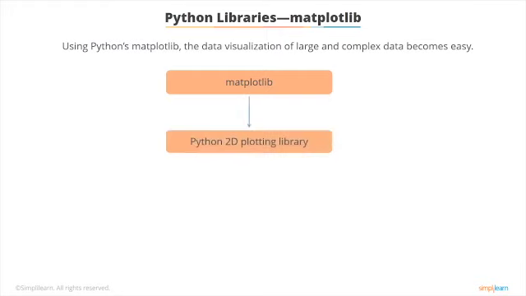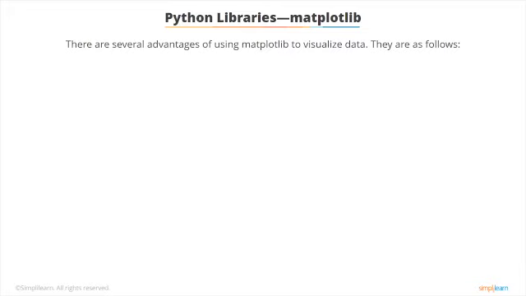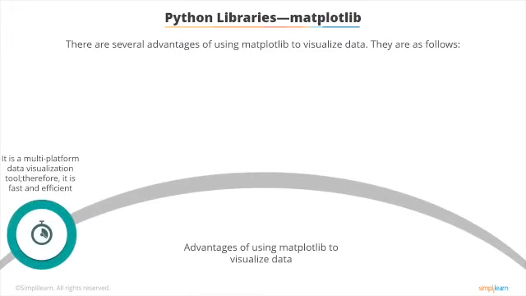Matplotlib is a Python two-dimensional plotting library for data visualization and creating interactive graphics or plots. Using Python's matplotlib, the data visualization of large and complex data becomes easy. There are several advantages of using matplotlib to visualize data. They are as follows. It's a multi-platform data visualization tool built on the NumPy and SciPy framework. Therefore, it's fast and efficient.